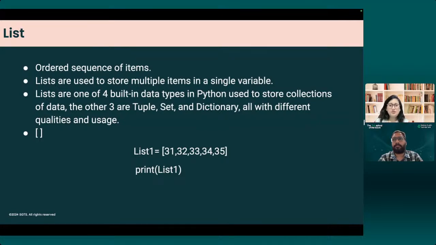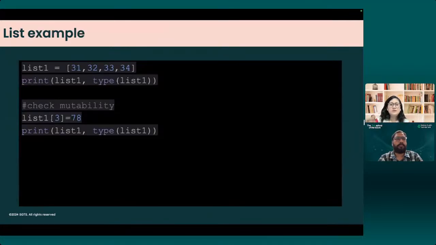So I will make the changes, and you will see. So you can see that list 1 is displayed over here. 31, 32, 33, 34 are the items in the list. If I'm going to print list 1, I will have to realize what is the output for the list. So type list 1, and it is going to give you the list as the data type.